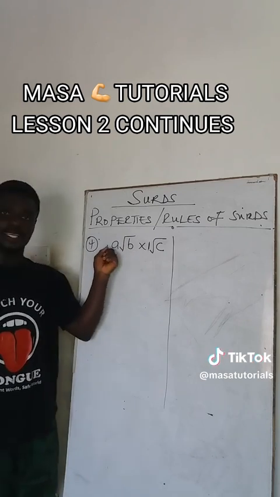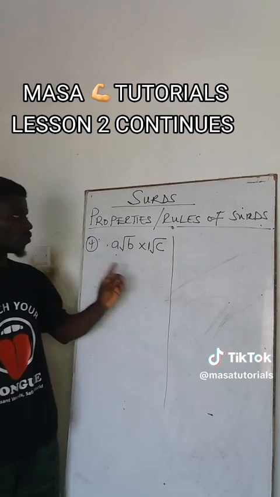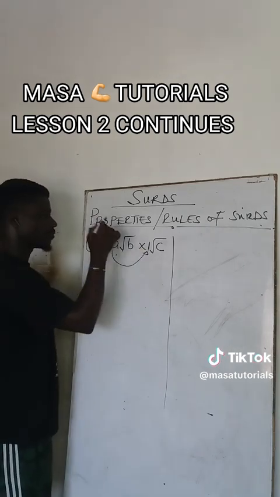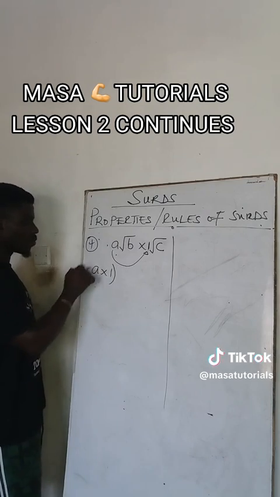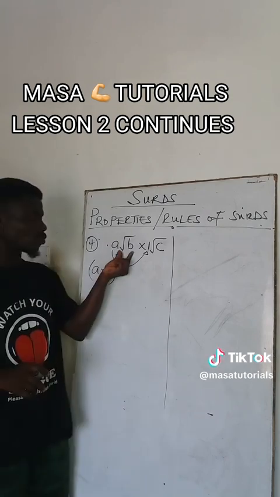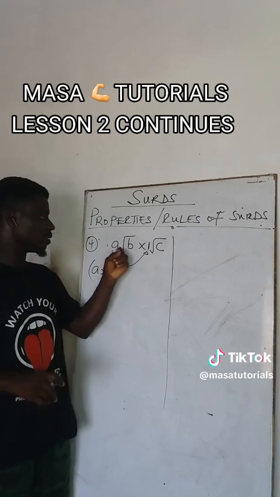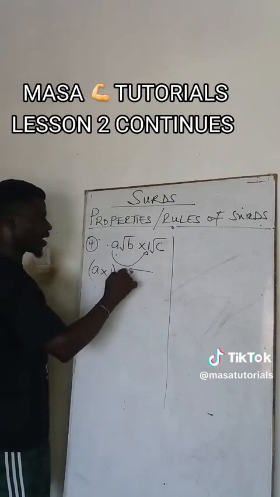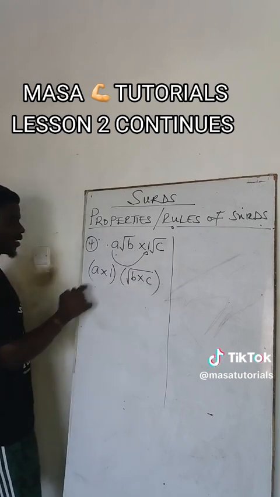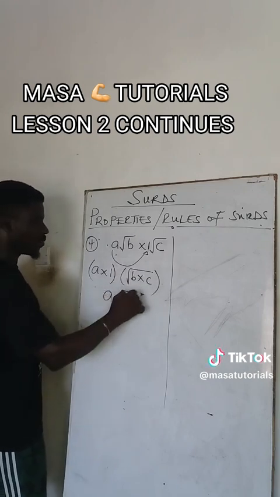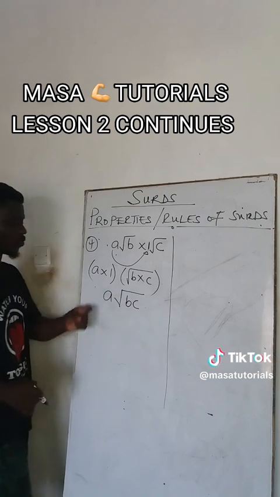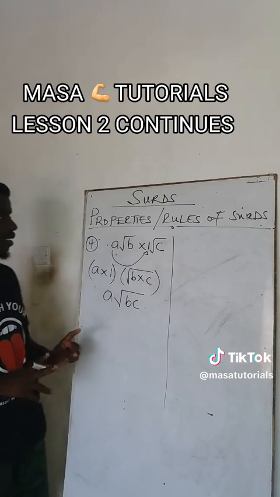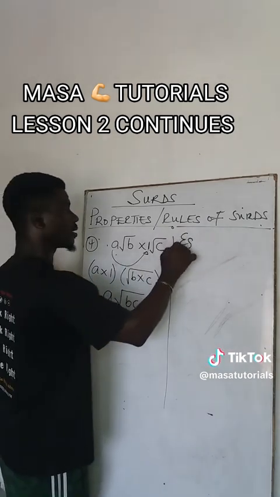Now since this a is not inside a square root, and 1 is not inside the square root, they multiply. So we get a times 1. Now square root of b, square root of c: b and c are in the same square root, so they also multiply. So we have b times c. A times 1 is a, then b times c is bc. So we get a times square root of bc. Very, very simple.